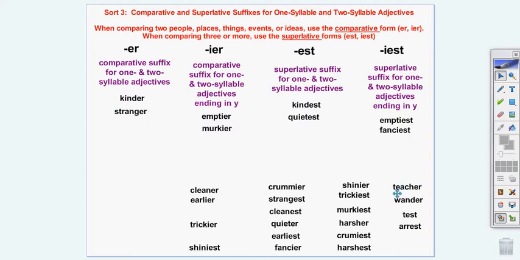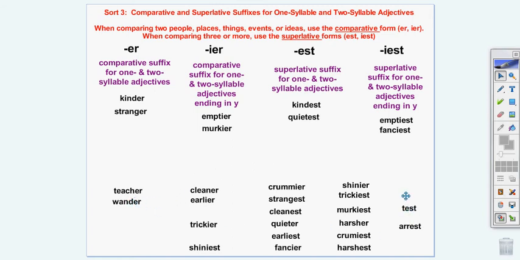There's a few oddballs that we have over here. The word teacher, for example, is not an adjective at all, although it does have the er ending. This time the er means one who. It does not actually fit any of these. It doesn't fit over here at all, not with our er words, because it's not a comparative adjective. Wander is a verb, to wander around. Again, this is not a comparative adjective, so we would not put that up with the rest of our words.